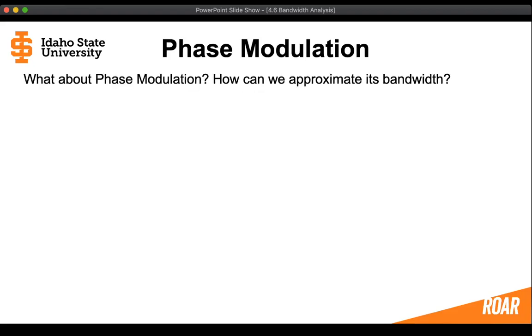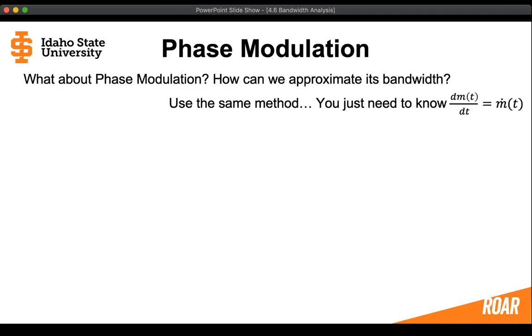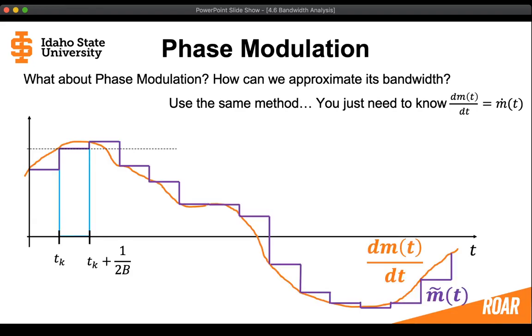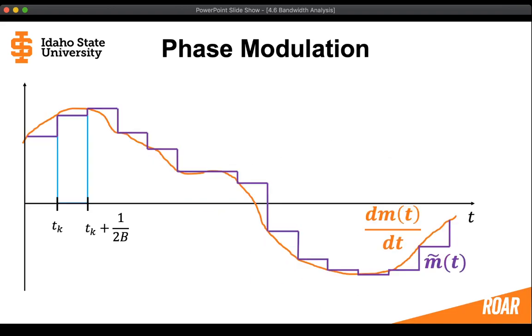And what about phase modulation? How can we approximate its bandwidth? Well, you can use the same method. You just have to remember that the derivative of the message is equal to this m dot t. We can break up the derivative of the message so that each point of the derivative can be divided into cells. And each cell is going to have a different height, m dot tk, and each height is going to give us a different instantaneous frequency in time. So each one of these cells is going to have a constant instantaneous frequency that's related to the derivative of the message instead of the message itself.